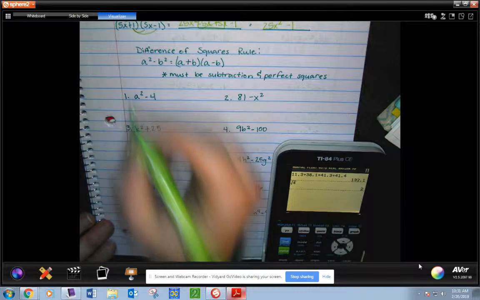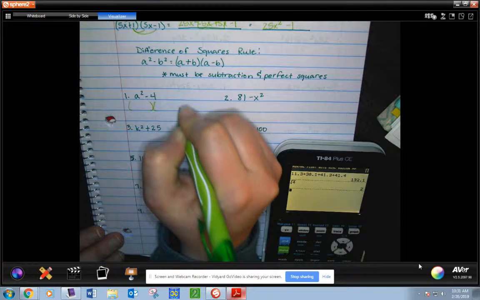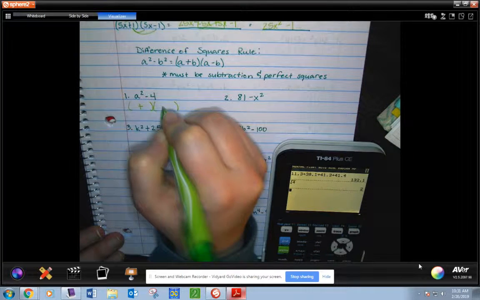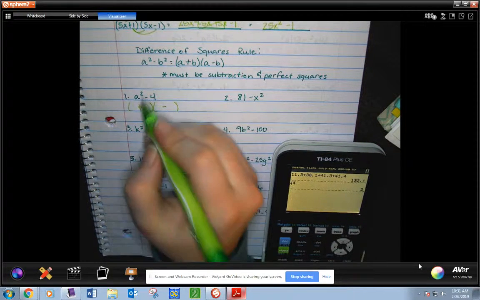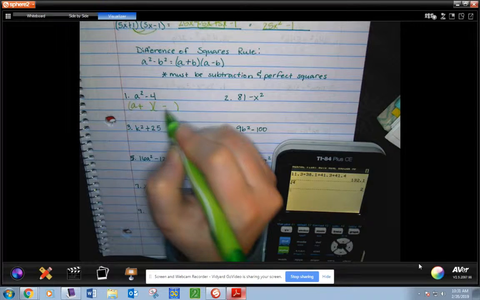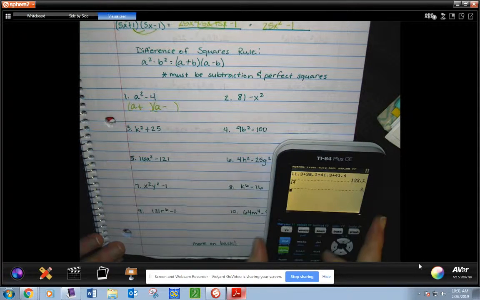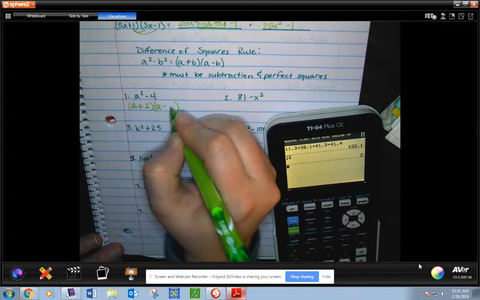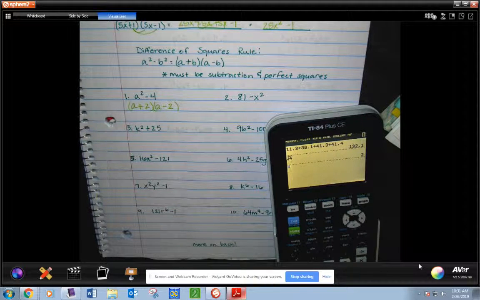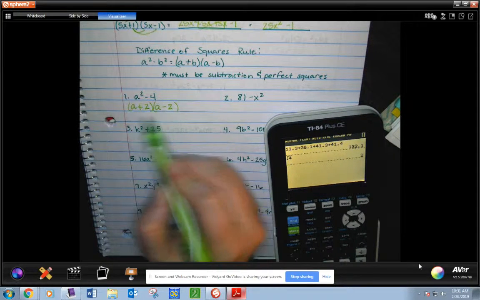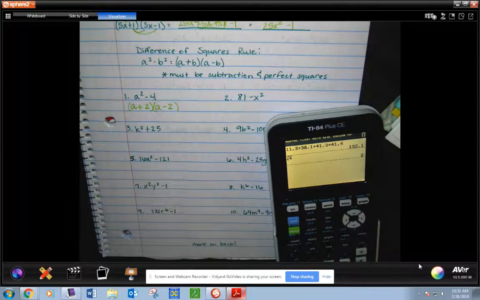Okay, so what you're going to do is automatically open up two factors. You're going to make one a plus, one a minus every time. The a is going to split into a and a because a times a is a squared. The 4, if you take the square root of 4, you get 2, so it's going to split into a positive 2 and a minus 2. Now, if you wanted to double distribute this and combine like terms, you should get back to that answer. So that's always a good way to check your answer.